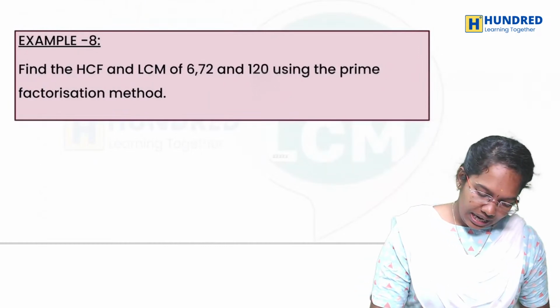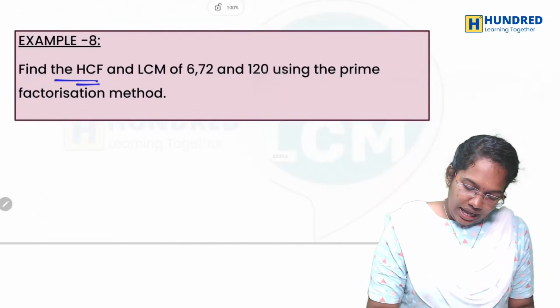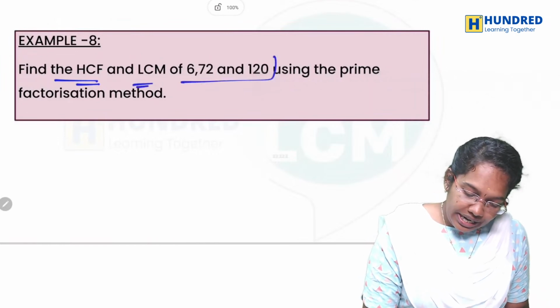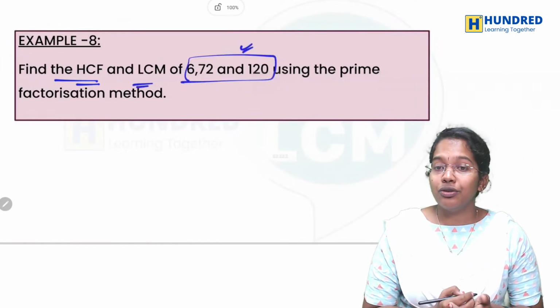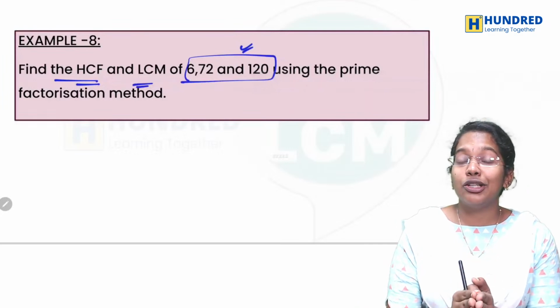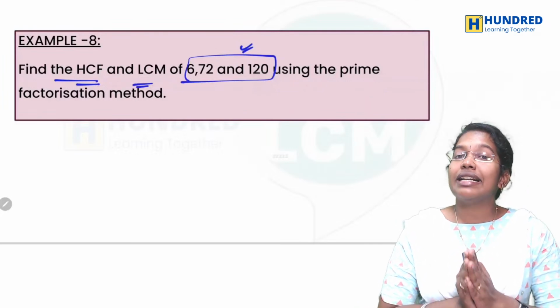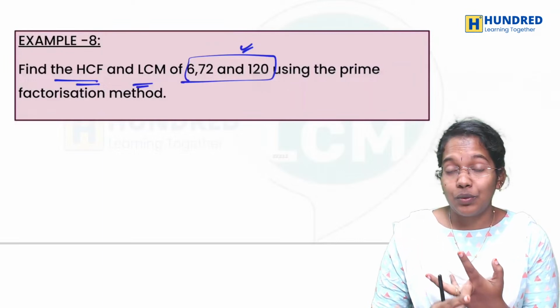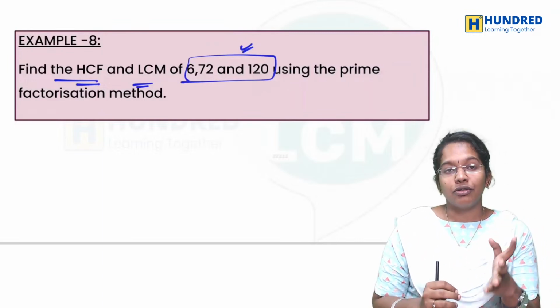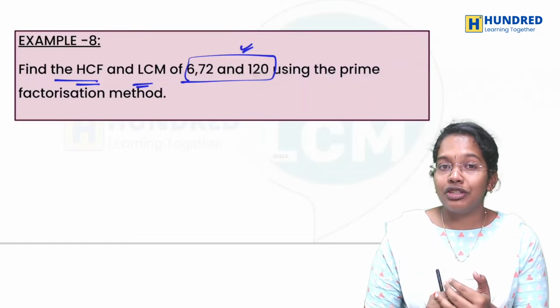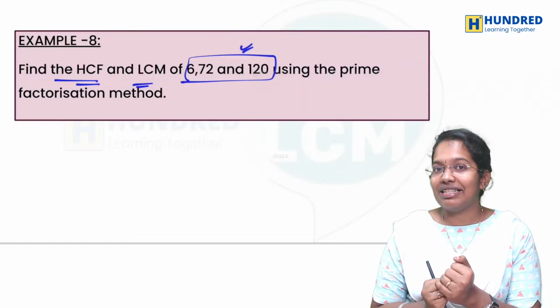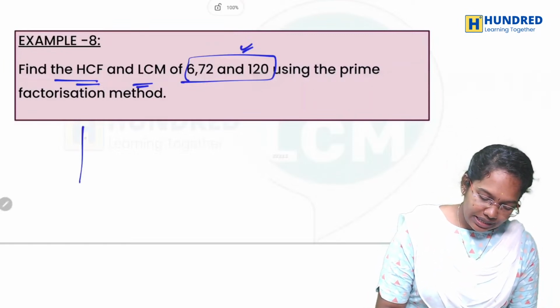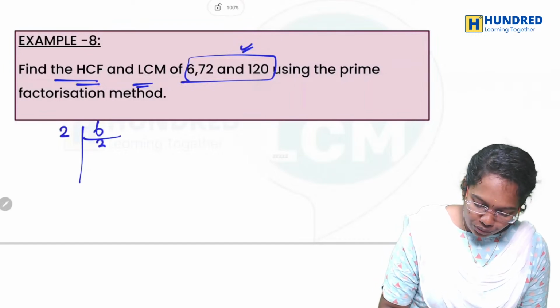So here they are asking us to find the HCF and LCM of three numbers. We have to find the factors of the three numbers given. What are the three numbers given here? One is 6, then 72 and 120. So let's find the factors of these three numbers by using prime factorization. Let's start with 6. So 6 is 2 times 3.